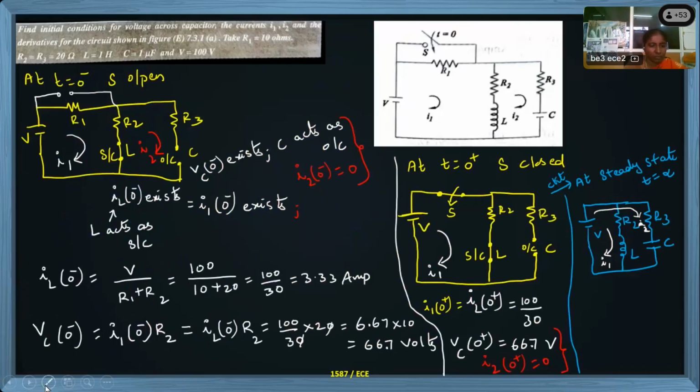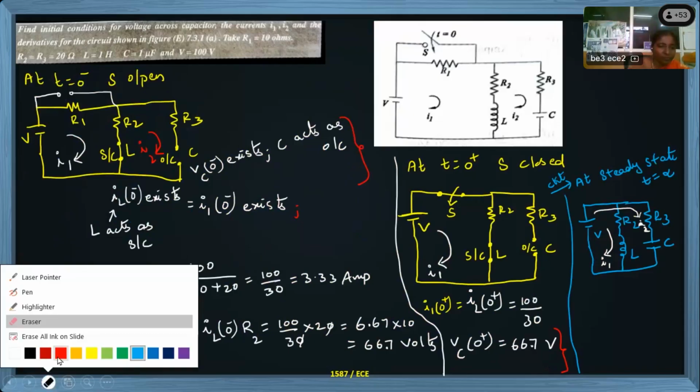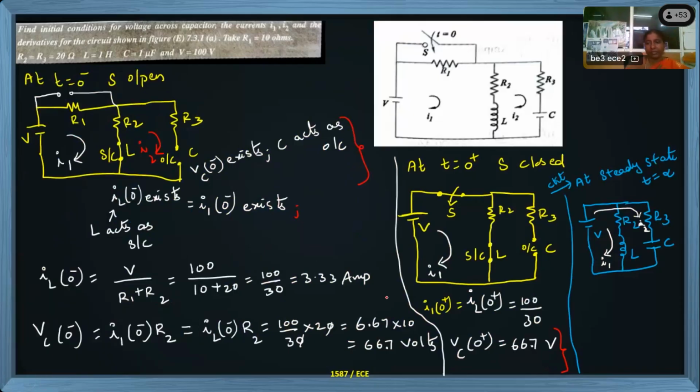Here I want to make a small change. This current I will not make 0 as it is, because voltage exists. Voltage is developed because of some current flow. That current I will try to find out.